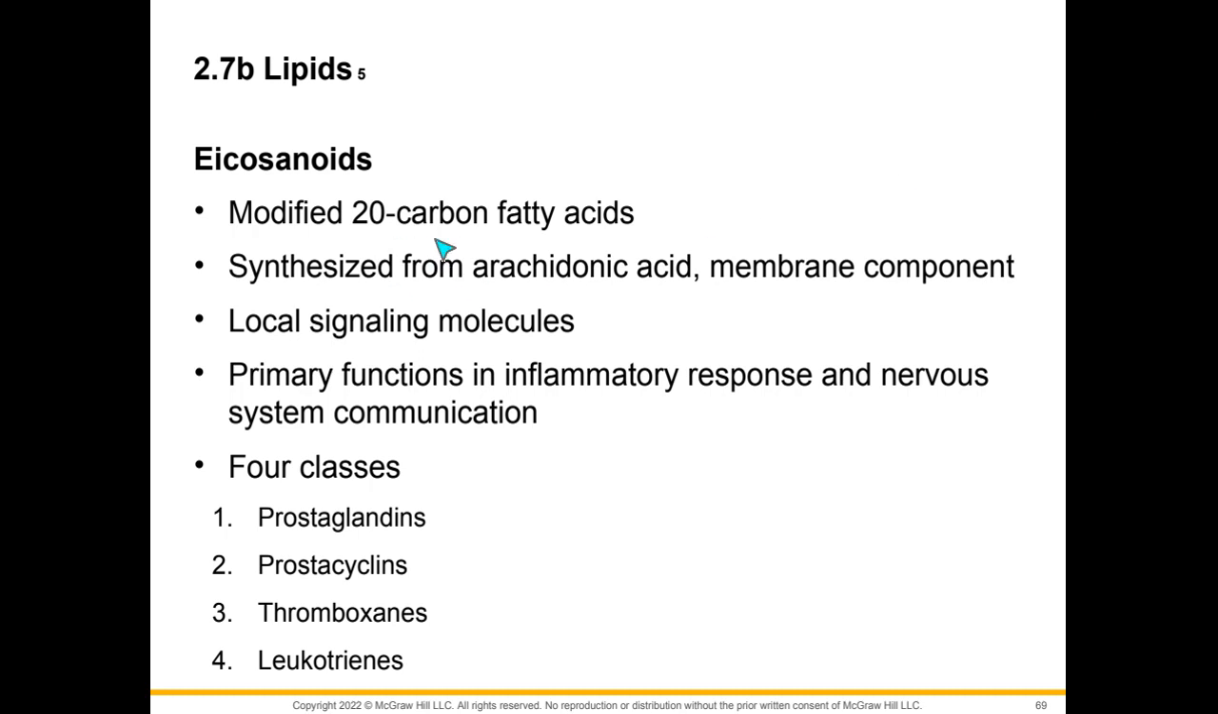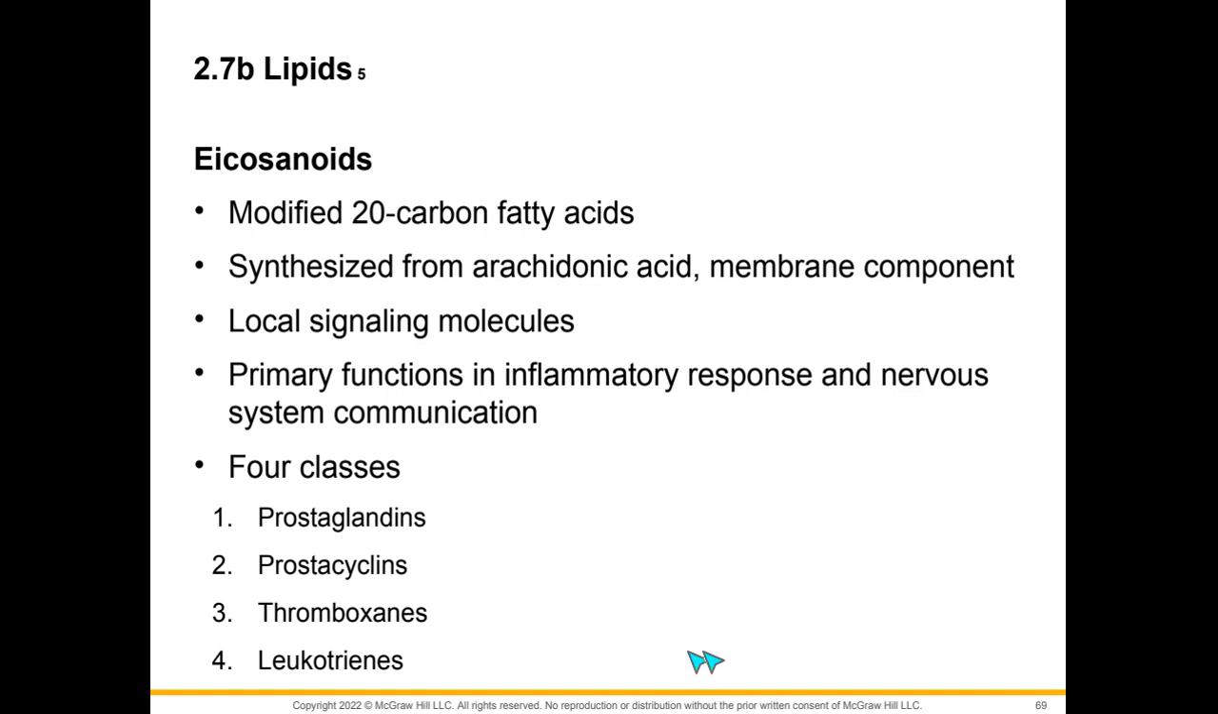Eicosanoid is a 20-carbon fatty acid, but it has a 5-carbon ring as well. The four classes of eicosanoids are prostaglandin, prostacyclin, thromboxanes, and leukotriene, all very important in the inflammatory response. Now, I say it, but I'm not going to ask you about it.